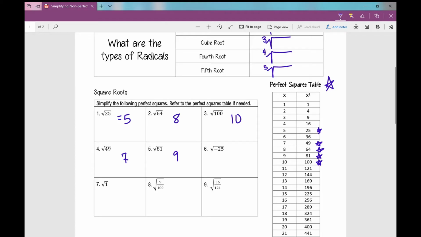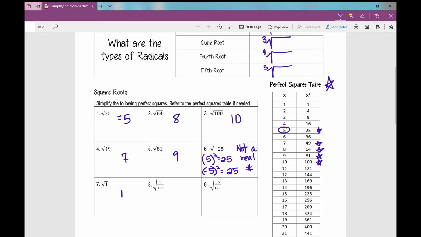If I take 5 and I square it, which let me write this down. If I take 5 and I square it, I get 25. If I take negative 5 and I square it, I also get 25. So can I take the square root of a negative number? The answer is no. So this is not a real number. When you get to Algebra 2, you'll learn about imaginary numbers, and so you will rewrite that. When you get to number 7, let's see, the square root of 1, that's 1.